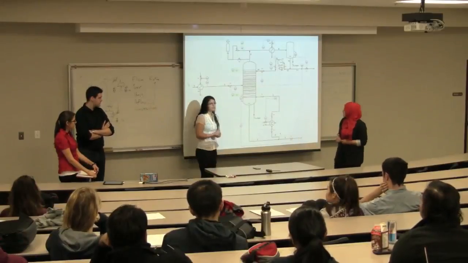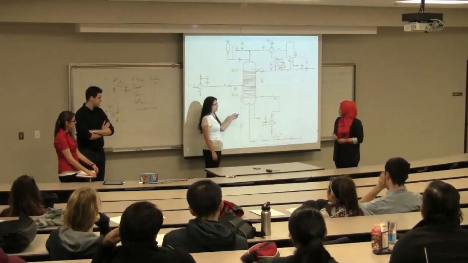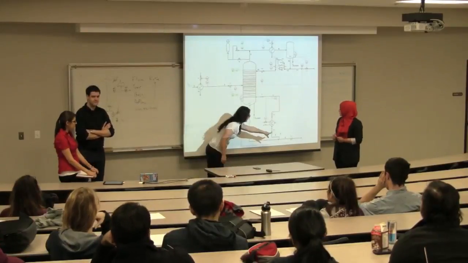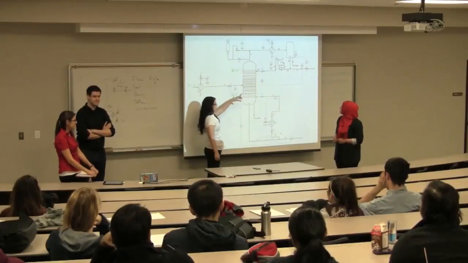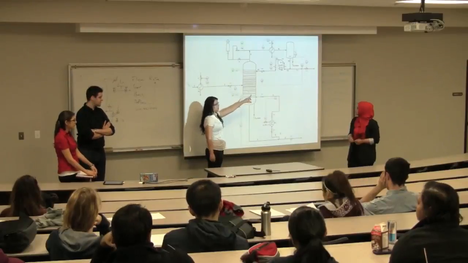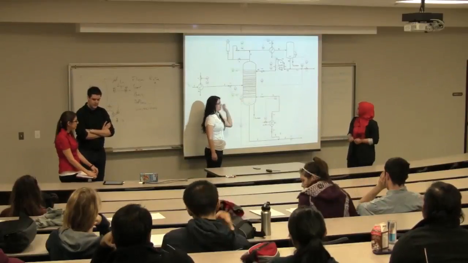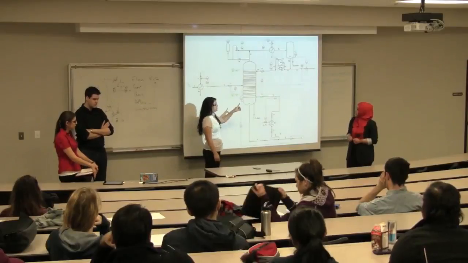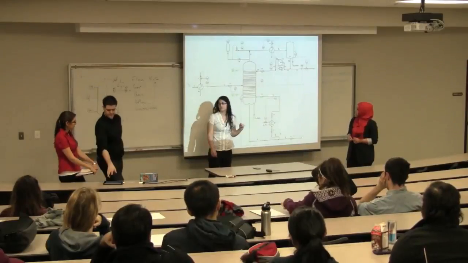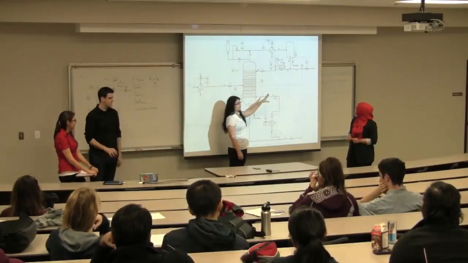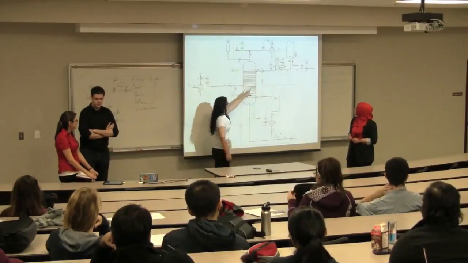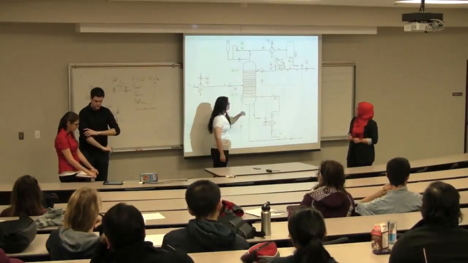So you guys also talked about levels. The level of the column has to be maintained, so we control the level with the valve at the bottom, which you guys got. Also the level in the reflux drum has to be maintained, and that's going to be monitored by the valve for the product. The composition controller is going to be on our product stream. So if that isn't what we want, we are going to increase the reflux with that valve.